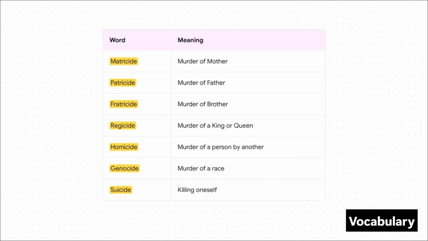And look at how easy this makes things. Matri sounds like mother, right? So matricide becomes the murder of a mother. Patri sounds like father, so patricide is the murder of a father. Regi comes from ruler or king, so regicide is the murder of a king. And homo means human, so homicide is the murder of another person. See? Just one root word and so many difficult words are now completely clear.